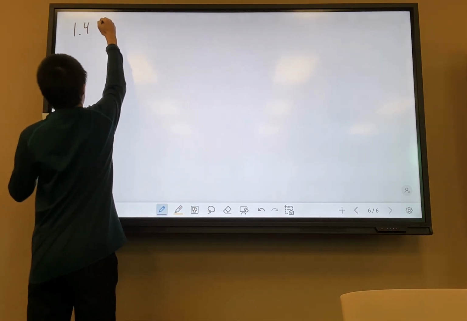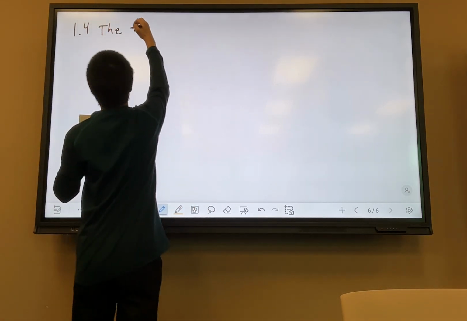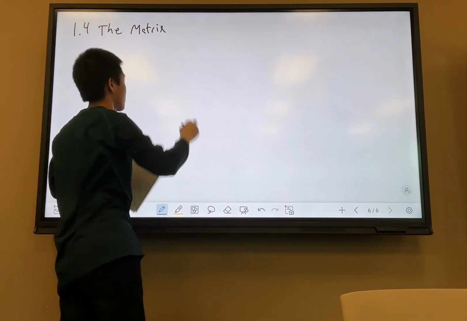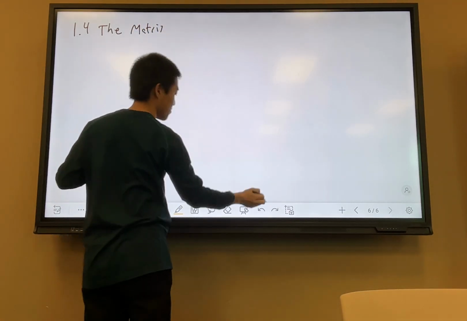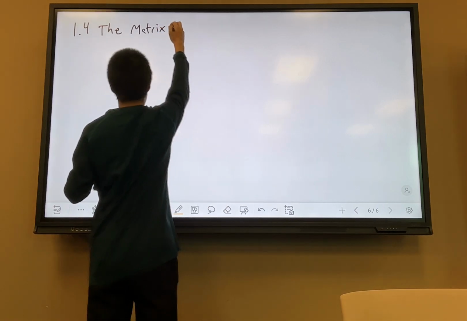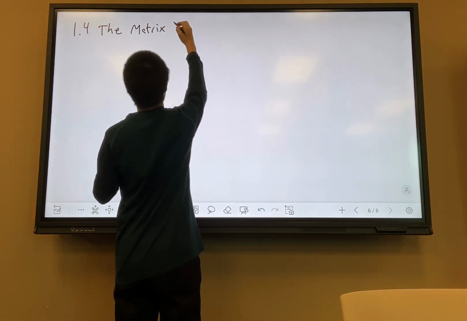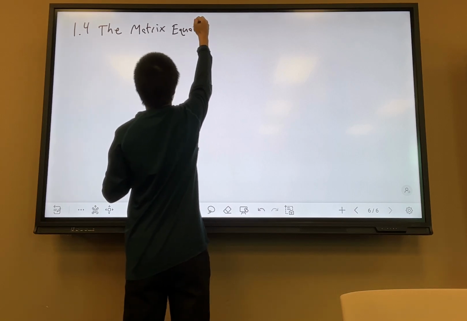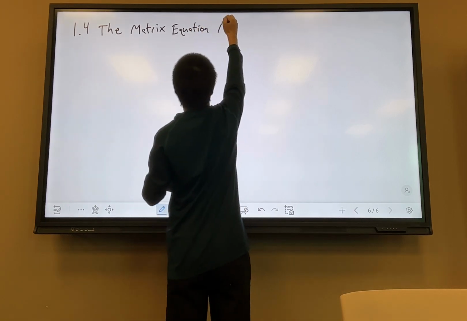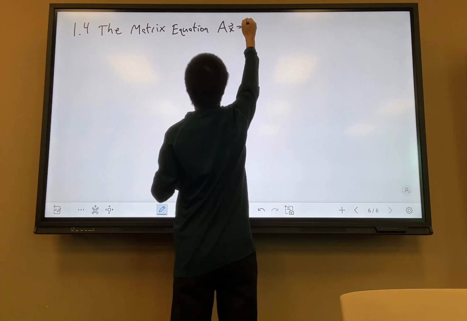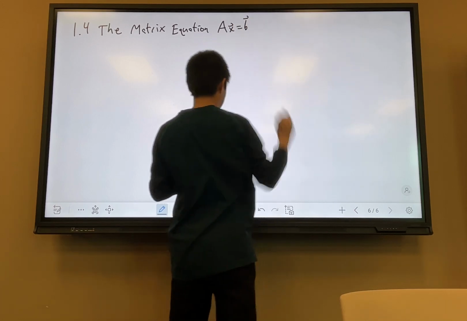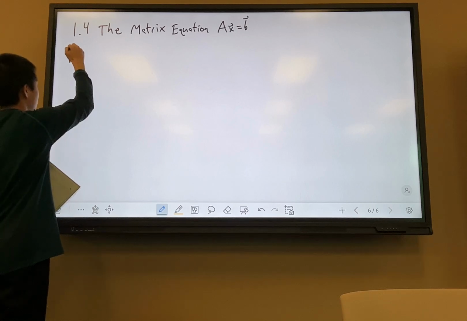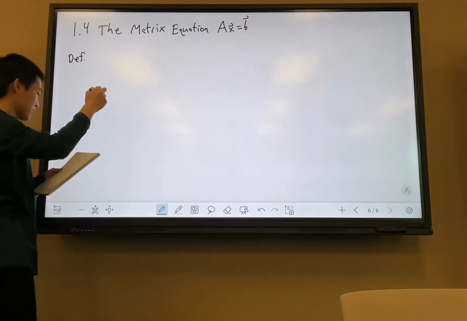This is the matrix equation. Now, we've already kind of talked about some of the stuff in here, so not everything in here is going to be really new. Just again, more perspectives of the same stuff. So the matrix equation is going to look like Ax, a vector, equals b. Okay, let's start with the definition, as we usually do with these sections.